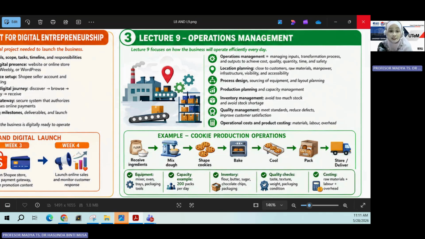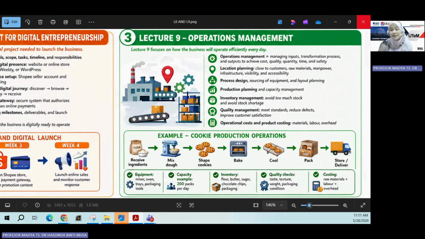So for the cookie example, your cookie contoh tadi kan, the entrepreneur must consider whether the production location is close to the suppliers or delivery services, the manpower, and also target customer. The location must also have the proper facilities: the electricity, the water, the storage area, the cleanliness, and also accessibility.